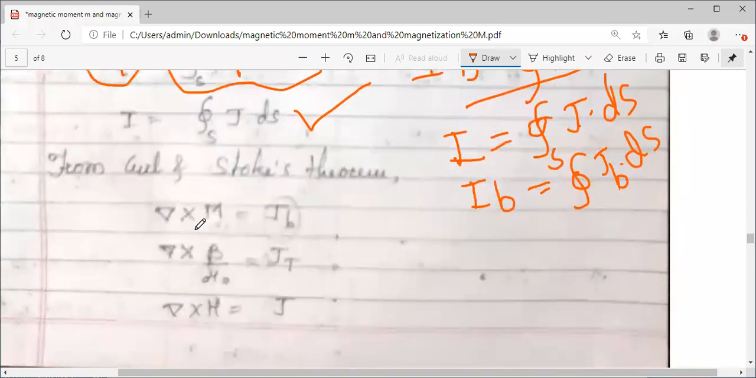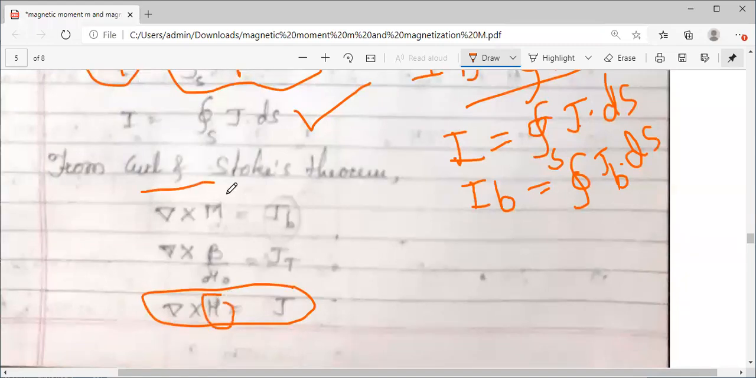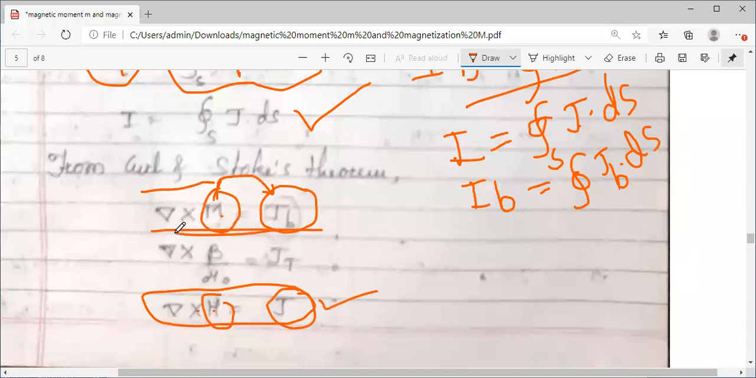Now, for curl, hope it is visible to you. For curl, how do we write? Del cross H is equal to J. But here for magnetization, instead of H, we will replace it with capital M. H is replaced with capital M. J is replaced with J_B because magnetization, the dipole moment, exists because of I_B, bound charges. So del cross H equals J we have studied in curl. Now in magnetization, it is del cross M equals J_B. These are the analogies between both.